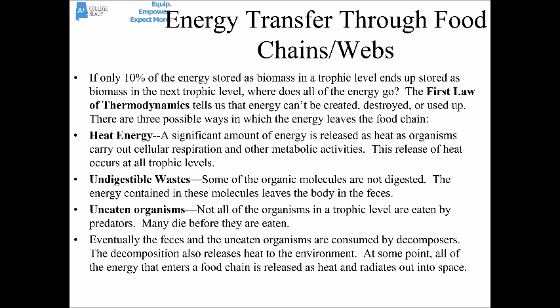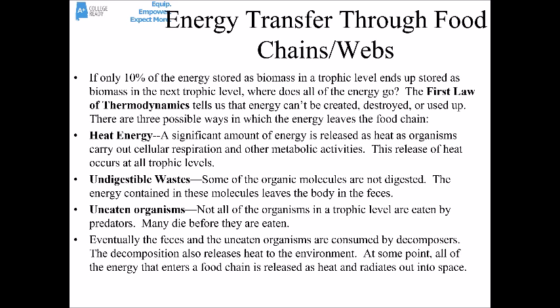So as I said a second ago, if only 10% of the energy stored as biomass in a trophic level ends up stored as biomass in the next level, where's it go? The first law of thermodynamics tells us you can't create energy, you can't destroy it, it's not used up. So there's three possible ways that energy leaves the food chain. One of them is heat energy. And this is where a lot of it goes. Some of it is contained in undigestible waste. So some of the organic molecules that are eaten can't be digested. The energy in those molecules ends up in the feces.